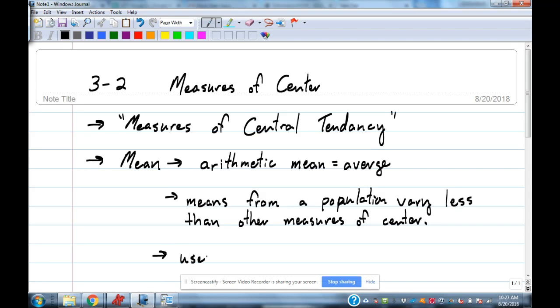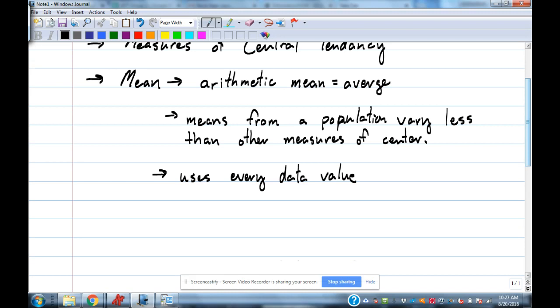It uses every data value, which is a plus and a minus to it. Because it uses every one, that's great. That means we've got every one. The bad part of that is it uses every one, so you have to put in every single one. Okay, so a mean from a population is using everybody, which is great because we get a true picture of the whole population, or a whole sample. We get the whole mean from that. It uses every data value.